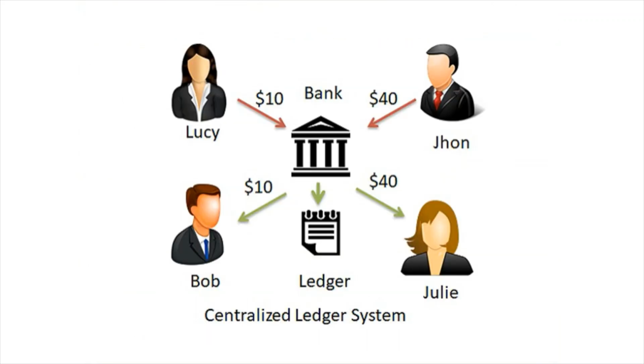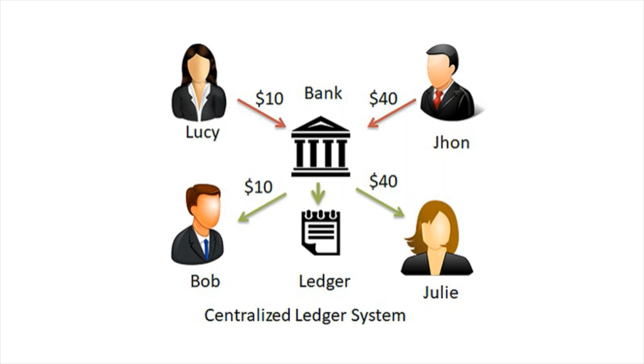if Lucy wants to send $10 to Bob, she sends a request to her bank. The bank checks the authenticity and balance of Lucy's account and then accepts the transaction for processing. After that, through a central intermediary, the bank checks the credentials of Bob and then transfers the funds to Bob. In the process, it charges transaction fees.